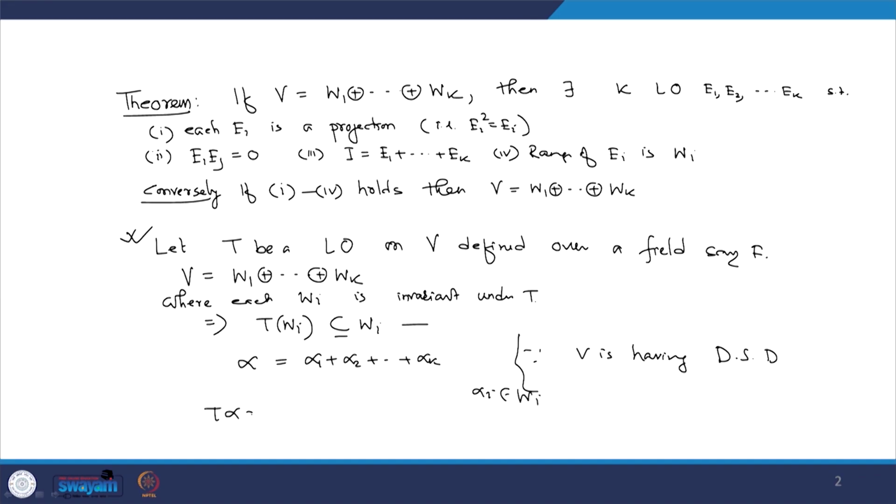Then we have T of alpha equal to T of alpha 1 plus T of alpha 2 plus T of alpha k. Since T is restricted to Wi, I have written this with the new operators called T1 alpha 1 plus T2 alpha 2 plus Tk alpha k. I have given the name like this. See, this Ti is an operator on the subspace Wi.